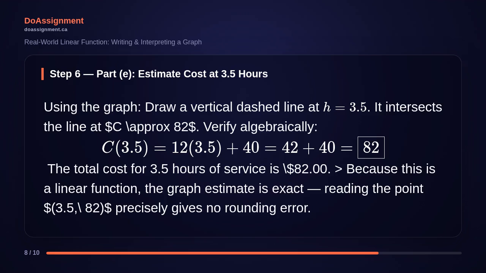For part E, we trace up from h equals 3.5 on the horizontal axis until we hit the line, then read across to the vertical axis. The graph shows approximately $82. We verify algebraically. 12 times 3.5 is 42, plus 40 equals 82. So the total cost for 3.5 hours is exactly $82. Because the function is linear, the graph estimate and the algebraic answer match perfectly.